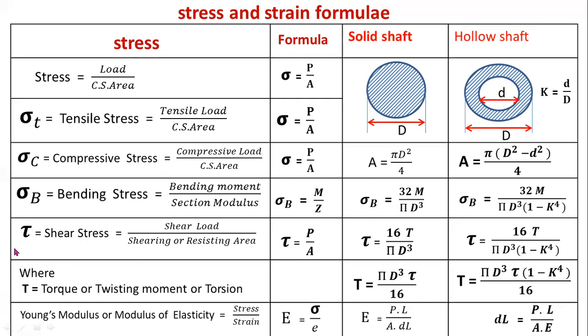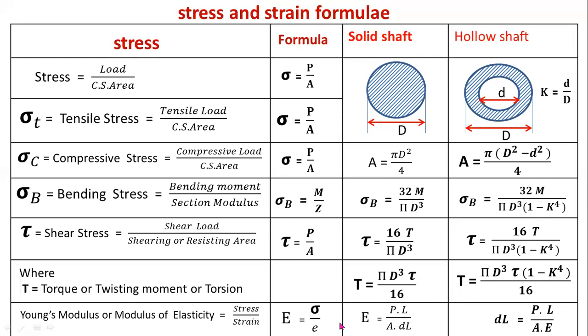In a similar way, this is the formula for shear stress. Shear stress for solid shaft, shear stress for hollow shaft. Here T equal to torque transmitted by the shaft. From the torsional equation, torque T equal to pi d cube by 16 into tau for solid shaft, and T equal to pi d cube by 16 tau into 1 minus k power 4 for hollow shaft.